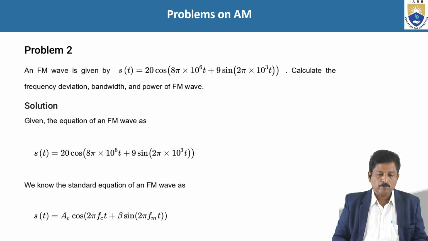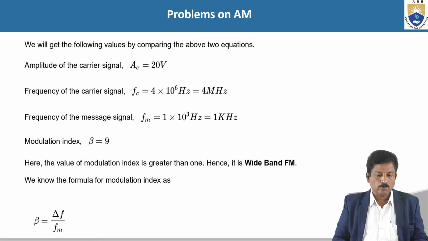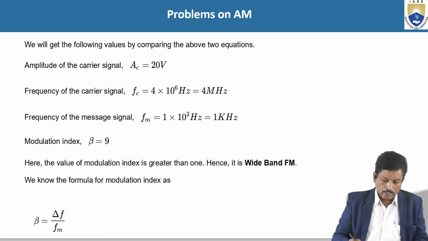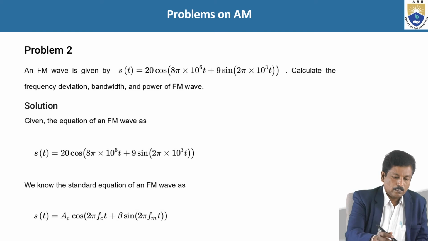Then coming to the next problem, that is problem 2. Here, by comparing the standard equation of the FM with the given statement, we are going to calculate the magnitude of the carrier signal Ac, the frequency of the carrier signal, and the frequency of the modulating signal. By directly comparing with the standard equation, we are also finding the beta value.